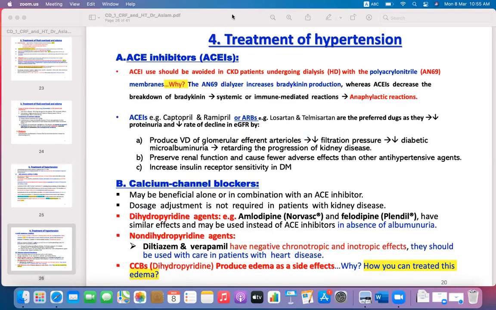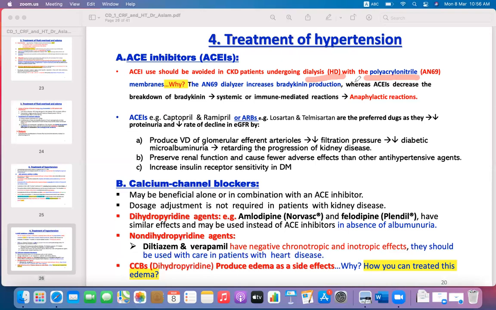So we are treating hypertension in chronic kidney disease, and we are discussing angiotensin converting enzyme inhibitors. Angiotensin converting enzyme inhibitors should be avoided in chronic kidney disease patients undergoing hemodialysis with polyacrylonitrile membrane. This is the membrane used for the hemodialysis.